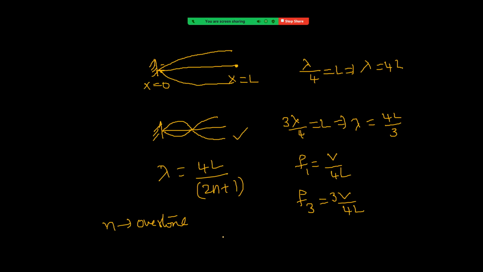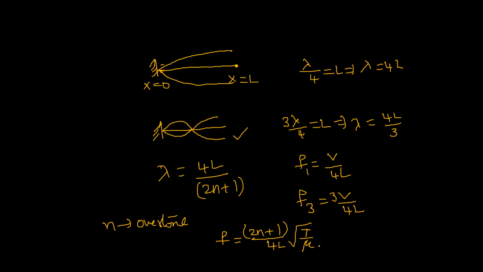Then frequency will be f equal to v by lambda. That means it is 2n plus 1 by 4L into root of T by mu. Right? This is an expression for frequency. So in this only odd harmonics are possible, like 1, 3, 5, 7 and so on. Okay. So first fundamental mode only half loop. Next one first overtone or third harmonic, one complete loop and one half loop. Okay. And see notes for this one.